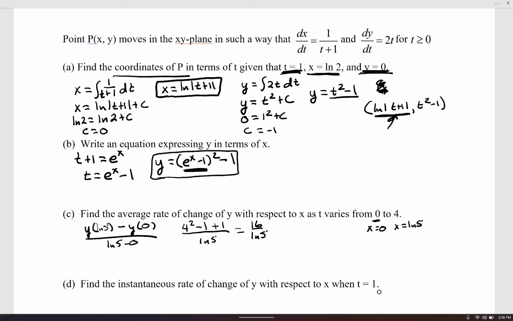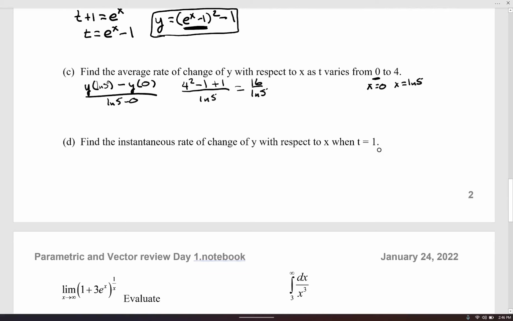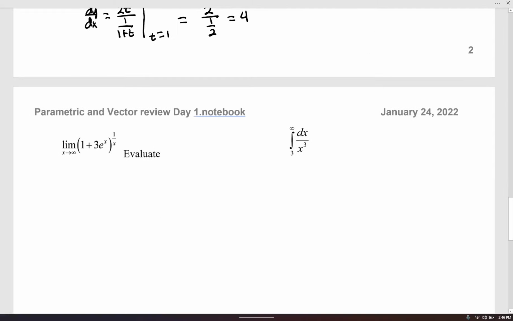Find the instantaneous rate of change of y with respect to x when t is equal to 1. Well, that's another way to say what's the derivative when t is equal to 1. So the instantaneous rate of change, or dy dx, is equal to 2t over 1 over 1 plus t. We're just evaluating that when t is equal to 1. So we get 2 over 1 over 2, which is 4.